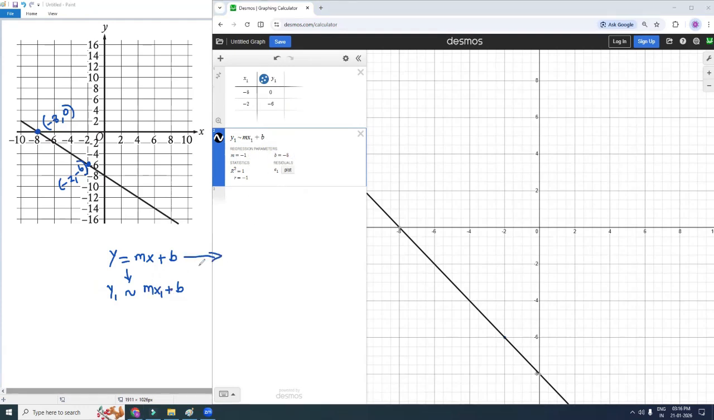Now we can plug in the values of m and b over here. That is y equals, when I plug in -1 for m, I am getting -1x, or it can be written as just -x. And for b, we have -8. That is -x - 8. Here I got the equation of the given line in slope-intercept form using Desmos.